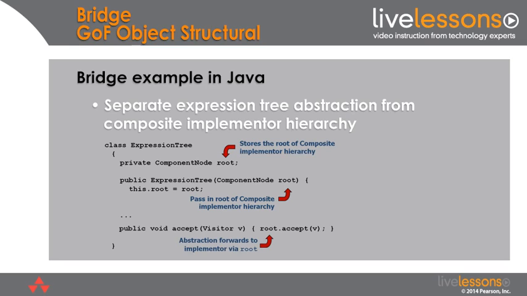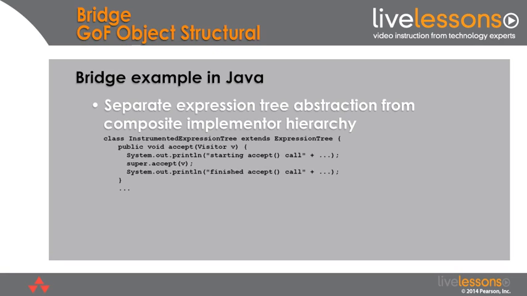In this case, this is the accept method. There's other ones, of course, as well, like left, right, item, and so on. The accept method is used to forward down to the implementer via the field called root. We can then go ahead and create different kinds of abstractions by subclassing from expression tree. We can make an instrumented expression tree. And I show a simple example here where we're going to have the accept method do some logging operations before and after it calls the accept method.